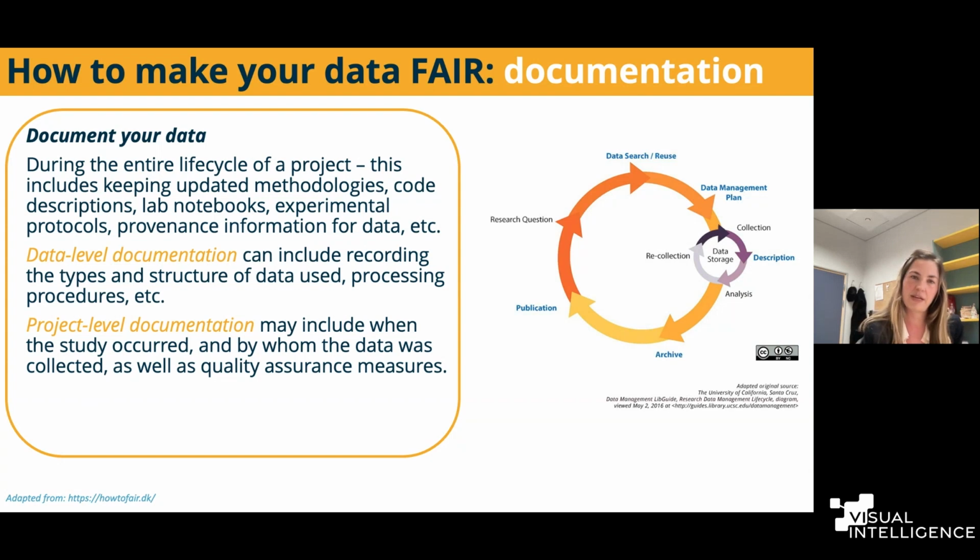There are two levels of data documentation. One is the project level documentation, which is on a wider scale. It can include when and where the study occurred, who collected the data, and what quality assurance or standard measures were run to ensure that your data is of good quality. On the data level documentation side, this could include what kind of data you were collecting, how the data is structured into file folders, and how the data was processed. This is more of the nitty-gritty details, but it is important to document to understand the provenance of your data.